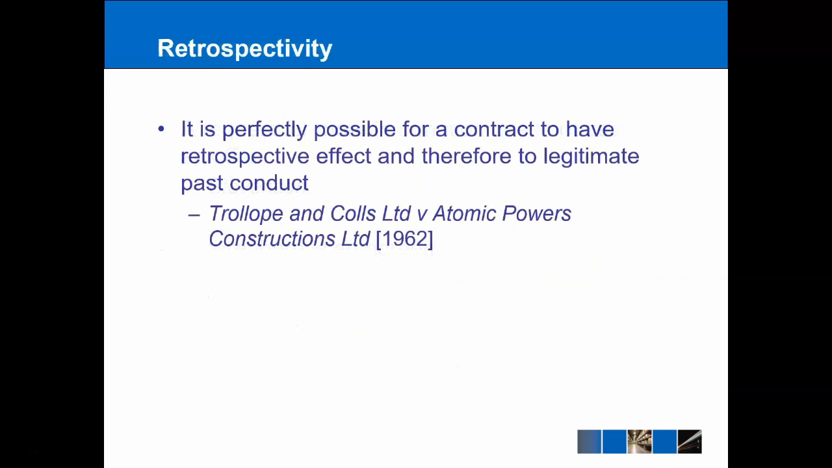Now, it is also perfectly possible for a contract to have retrospective effect and therefore to legitimate past conduct. And if we think back to that Brogden and Metropolitan Railway example, where there was sort of an unspoken agreement between the parties that then later got formalised into a contract itself, we can apply that example here, because that later contract would also legitimate the past behaviour where the parties have actually been acting on the agreement itself. And so that's something that can actually be built into a contract, and that legitimisation of past behaviour is something that is also actionable within the courts.